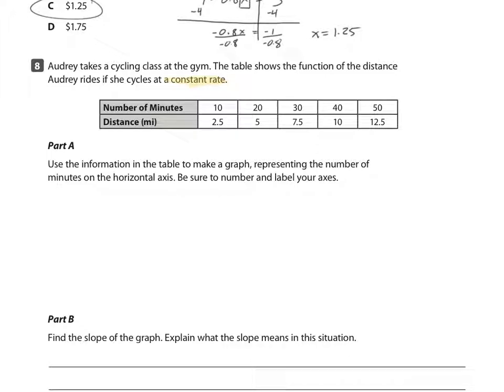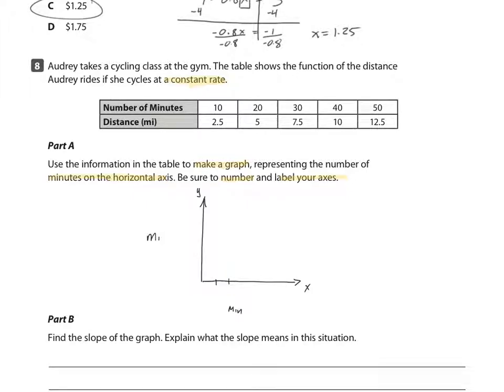For part A, it says, use the information in the table to make a graph. It also says representing the number of minutes. So minutes is going to be on the horizontal axis, the x-axis. We need to number and label your axis. So what we're going to do is draw our axis. Minutes is going to be on the horizontal one, and the distance will be on the vertical one. This is your y, this is your x.